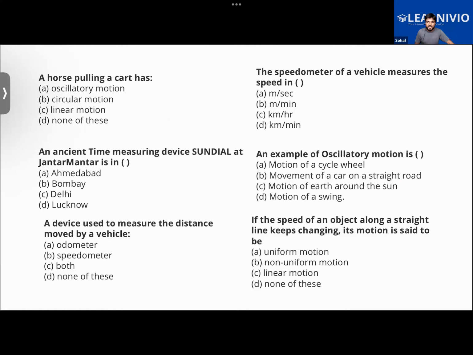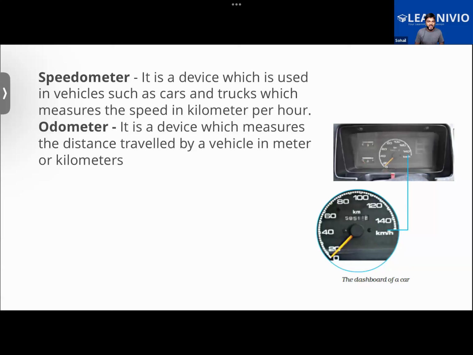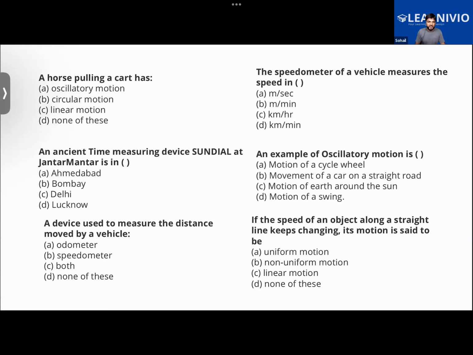Furthermore, you do these questions. After having done this question, now we will be learning about how we can convert. Furthermore, an important thing to be noted down is that in the odometer, usually the distance is measured in kilometer per hour. You solve these questions, and then we're going to continue further.